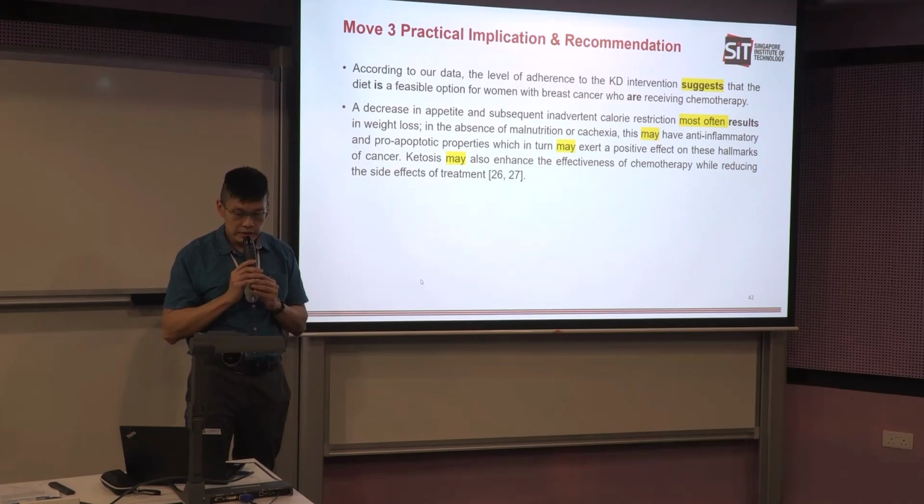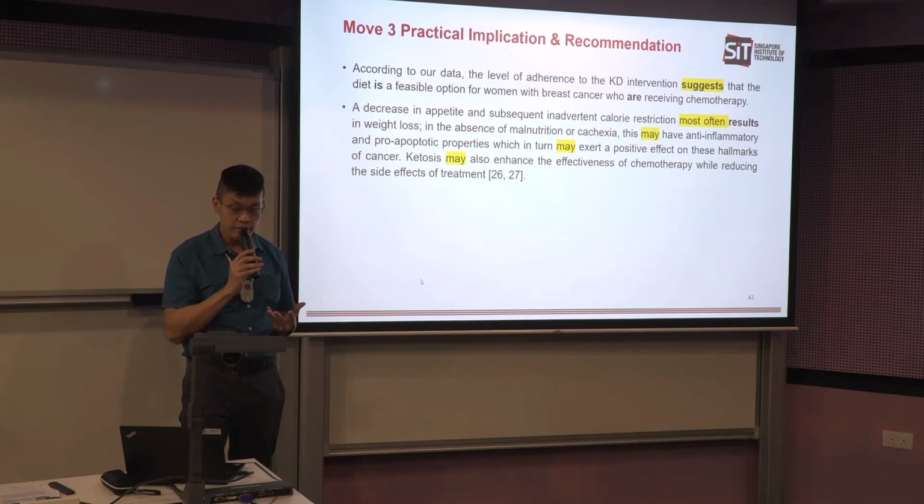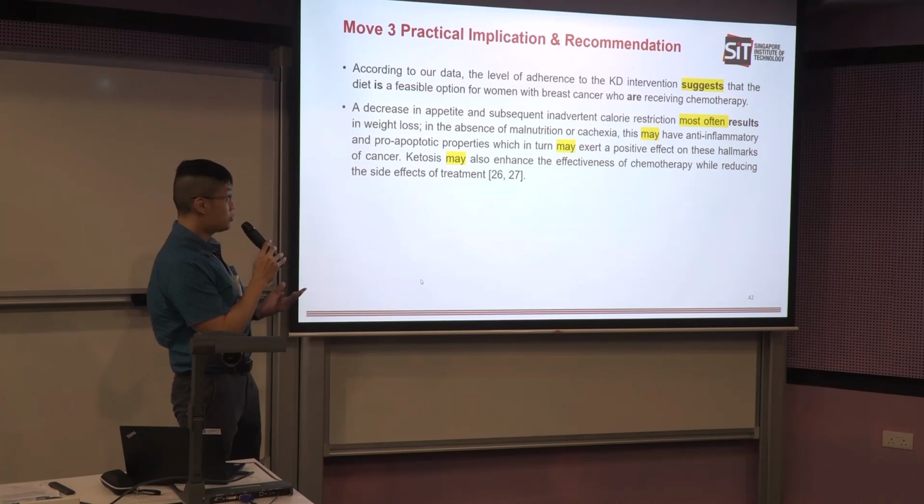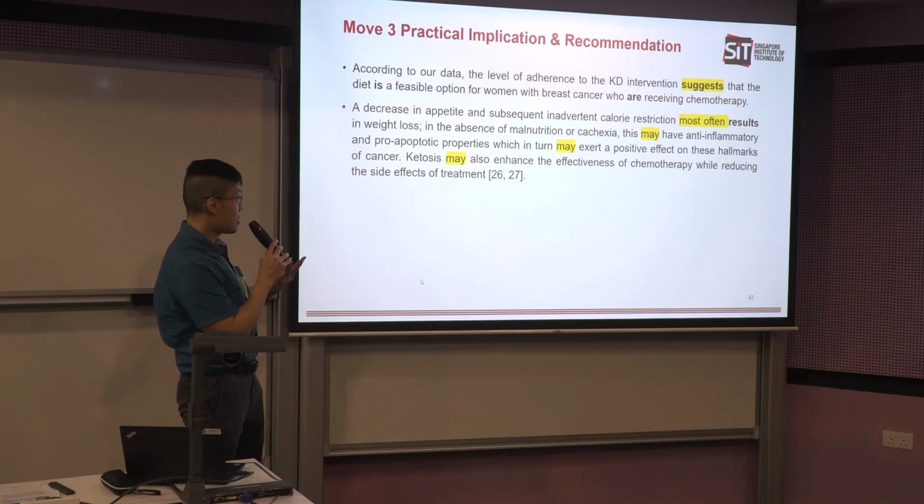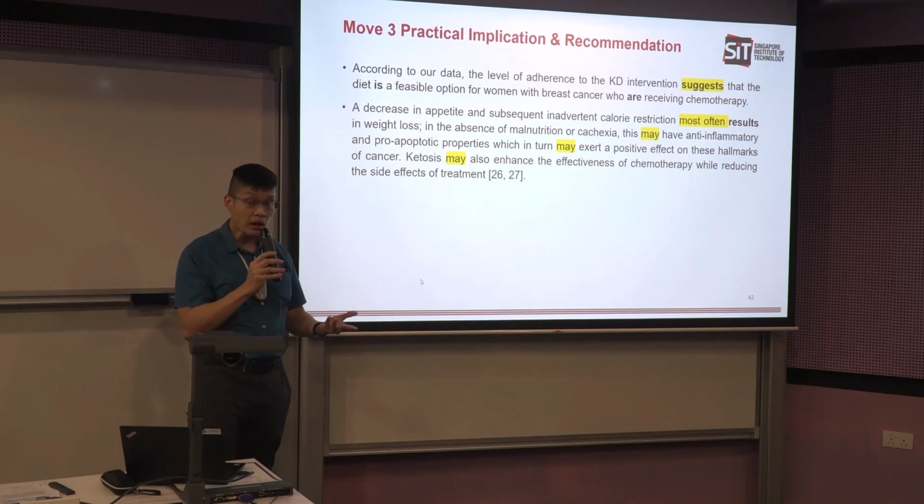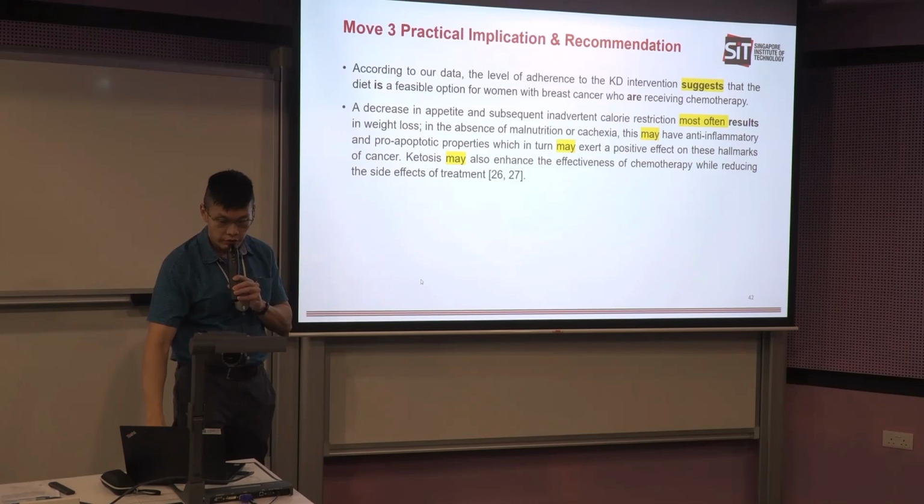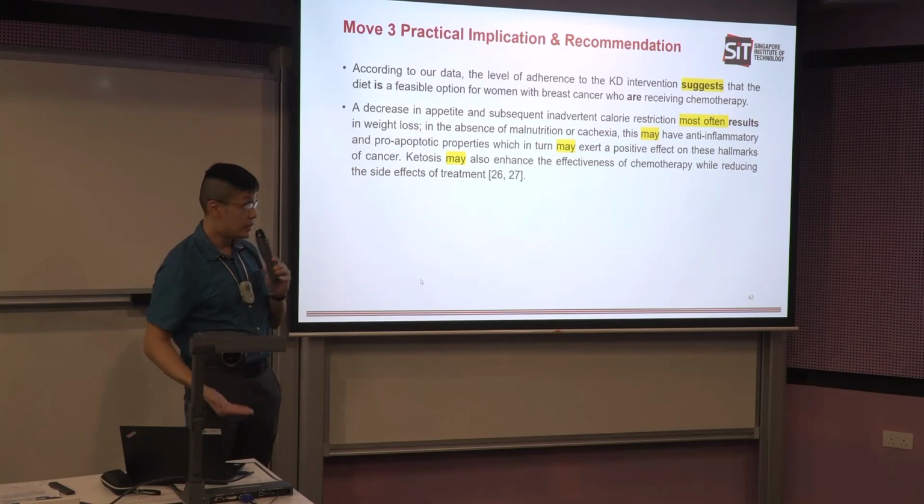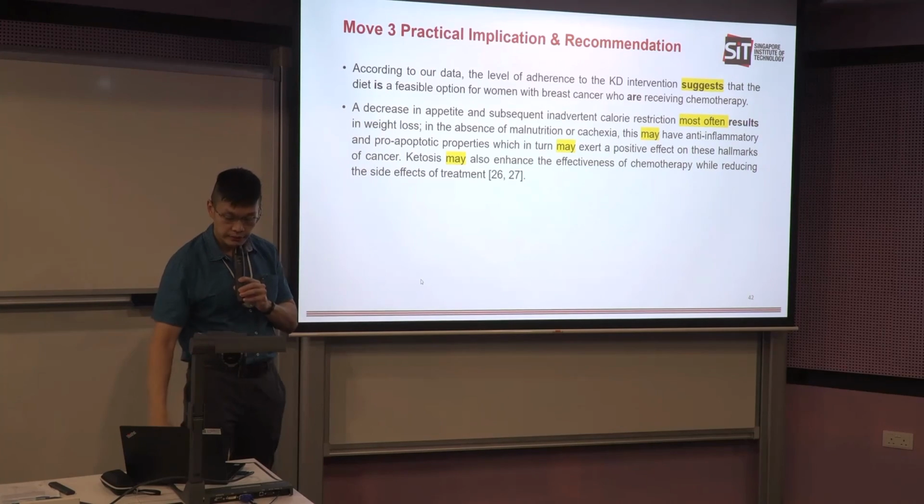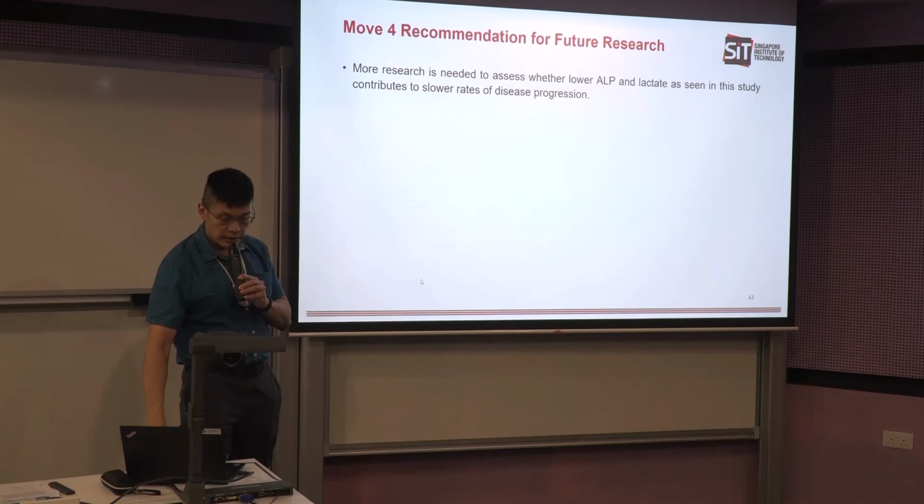And last but not least, we have practical implications and recommendations, where the authors would highlight how this study can be used in clinical settings like hospitals, or in this case here, that perhaps a ketogenic diet can be really useful with breast cancer patients. And you notice that it tends to be hedged as well, with all the words highlighted in yellow being hedges. But last but not least is the recommendation for future research, right?